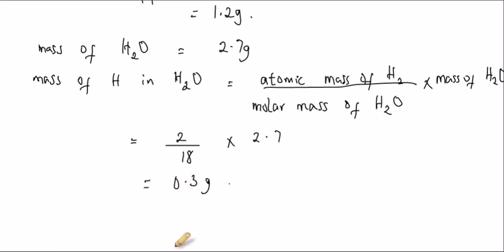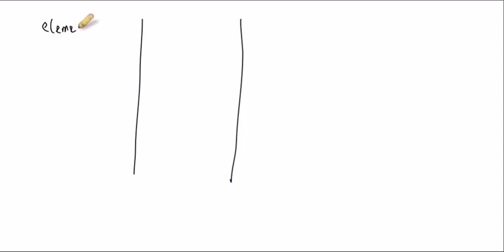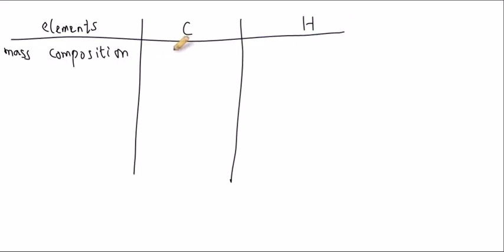So we've gotten the mass of carbon and the mass of hydrogen. Now we can proceed to determine the ratio in which they both combine in the substance. In a tabular form, we have the elements carbon and hydrogen respectively. Then the mass composition of carbon is 1.2, for hydrogen 0.3. The atomic mass of carbon is 12, while hydrogen is 1.